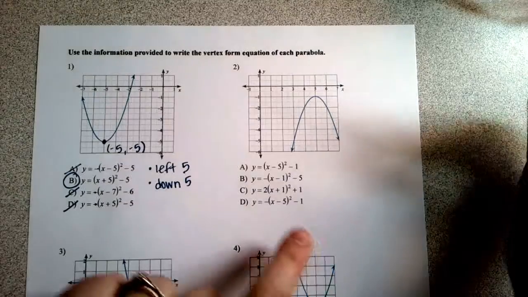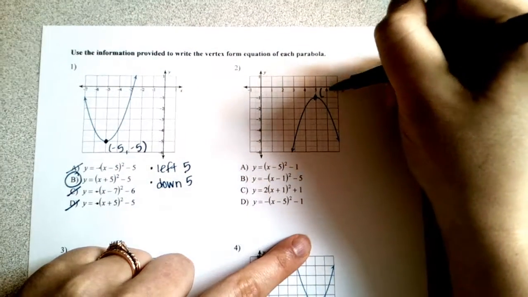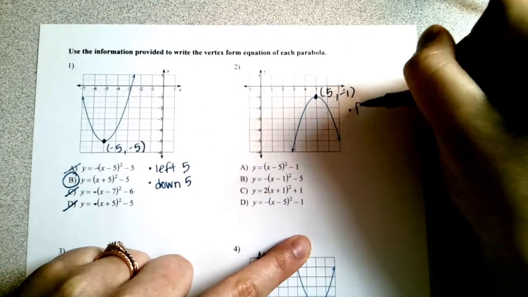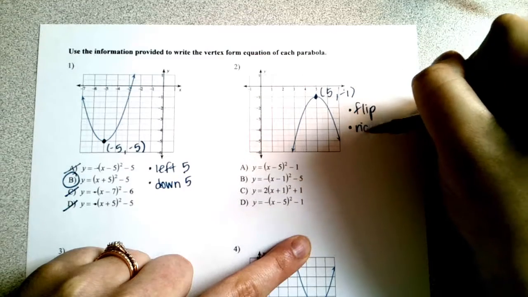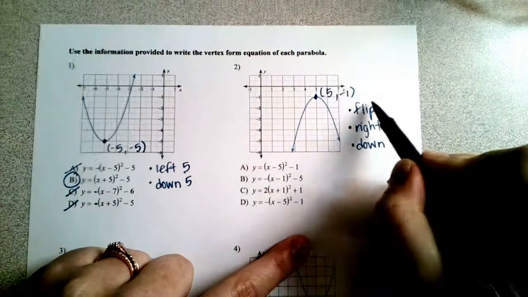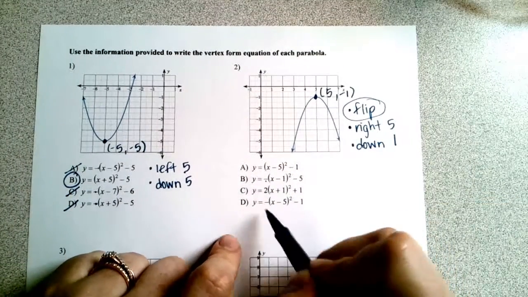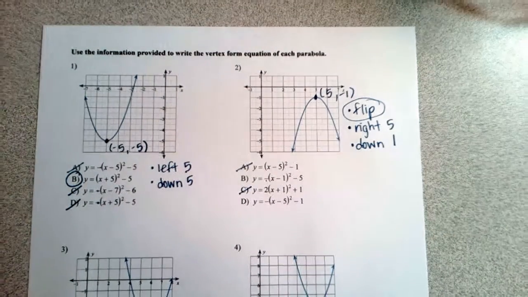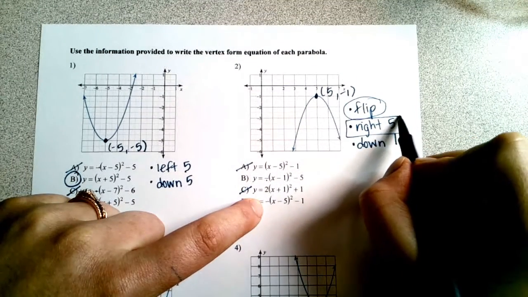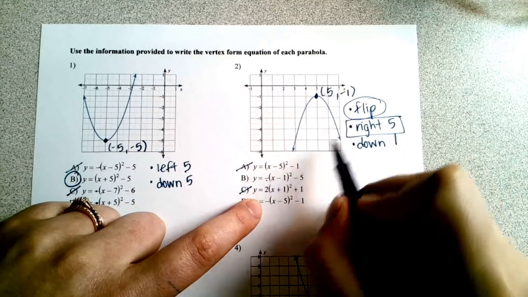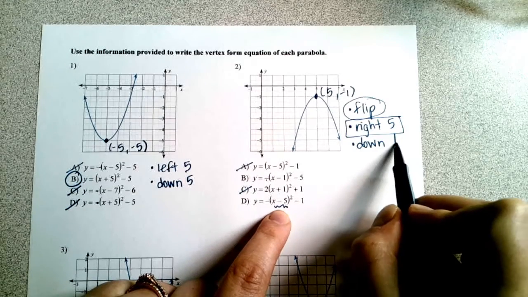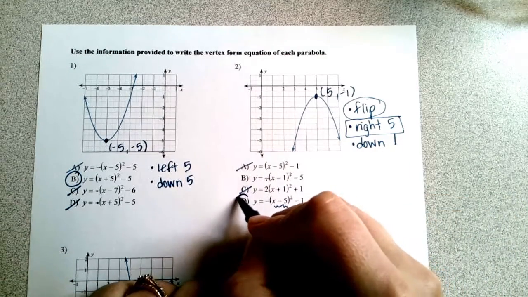All right, number 2. Here's our new vertex at the point 5, -1. So this graph, you can see it opens downward, so it was flipped. It was moved right 5, and it was moved down 1. So the flip tells us we need a negative, so either choice B or D. So A and C are wrong, because we need that -a value. So then, if we moved right 5, that needs to be the number with the x. And remember, a right means negative, so x - 5 right here. And then down 1 is a -1 on the outside. So the answer to this one is choice D.